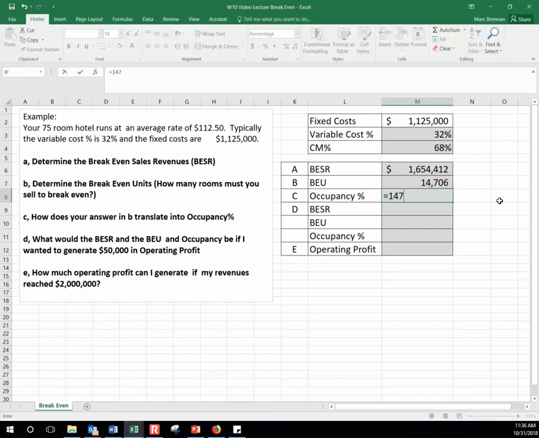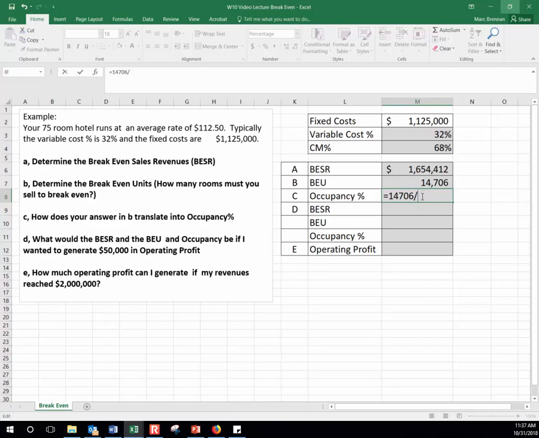So it would be our 14,706 rooms, divided by, and at this point we would want to divide it by the number of room nights available, because this is break-even units. That means room nights for the whole year. This would be an entire year based on the amount of fixed cost, right? So 14,706 is the break-even units. That's how many room nights we need to sell in order to break even.